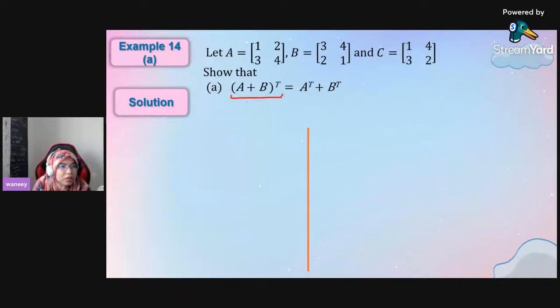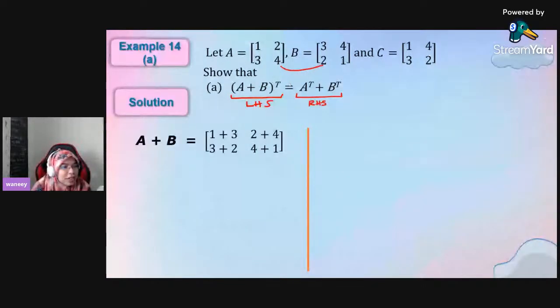So we're gonna solve the left hand side until we get the answer, and then we are going to focus on the right hand side, solving them until we get the answer on the right hand side. And then we're going to verify that the left hand side is equal to the right hand side, hence A plus B transpose is equal to A transpose plus B transpose. So shown lah, proven. Okay, so now the left hand side first, A plus B transpose. So what this means is that I should add these two together first before I transpose the final answer.